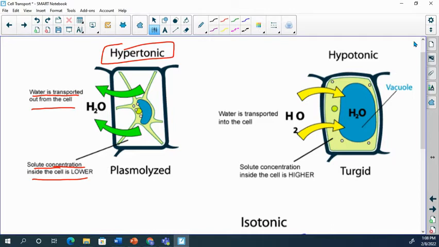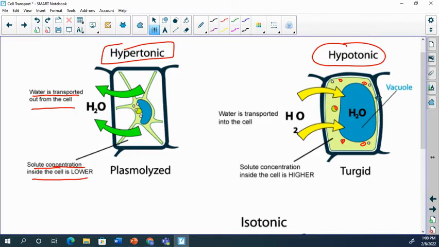A hypotonic solution is the opposite of hypertonic. In this case, the solute concentration inside the cell is higher. So there is a lot of solute present inside the cell. Now water will move in to dilute it until the equilibrium point is reached.